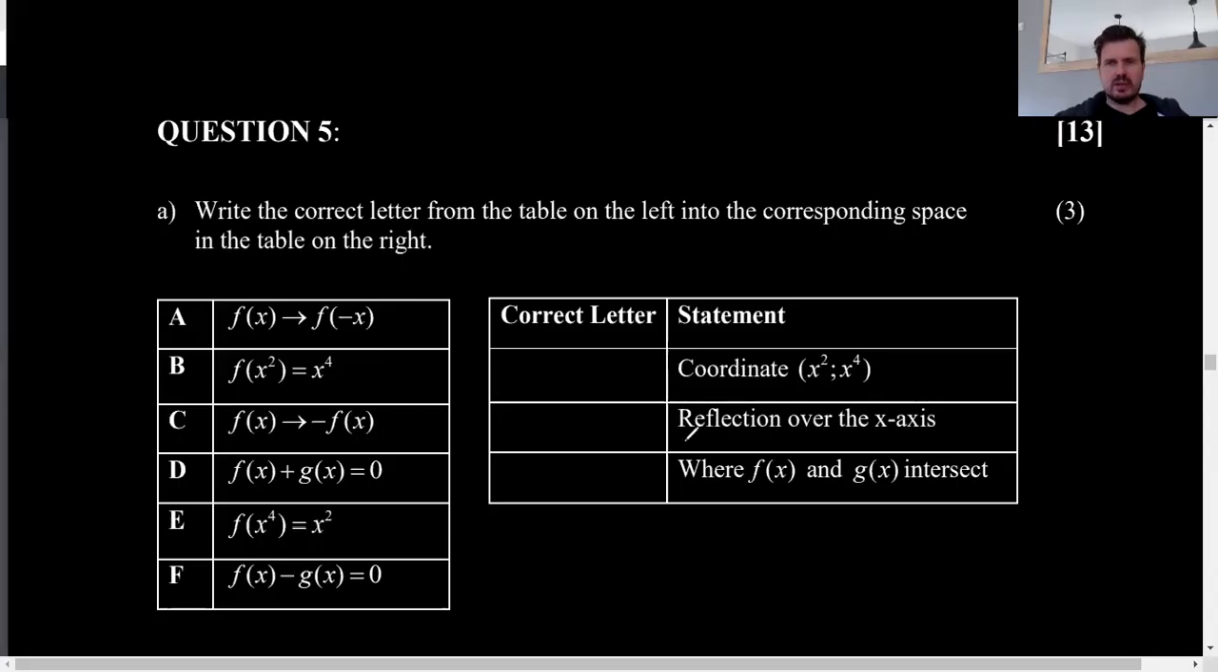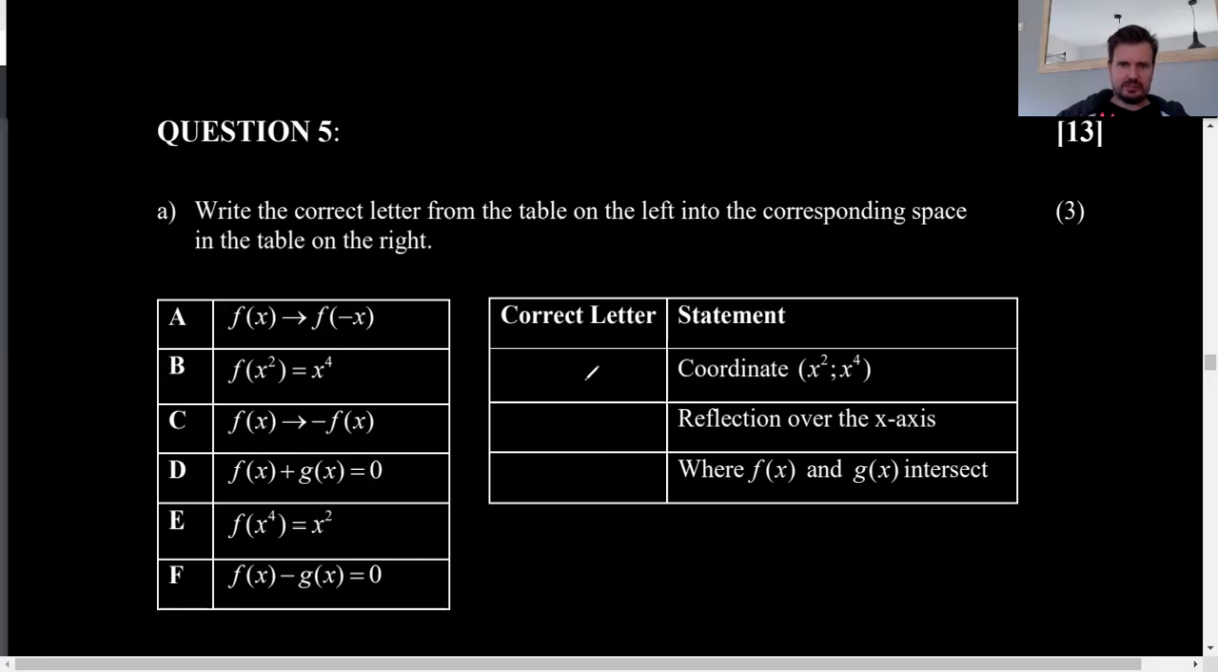Okay, so this is from a grade 10 past paper. Let's look at these questions. What they want you to do here is to match the letter on the left-hand side with the statements on the right.